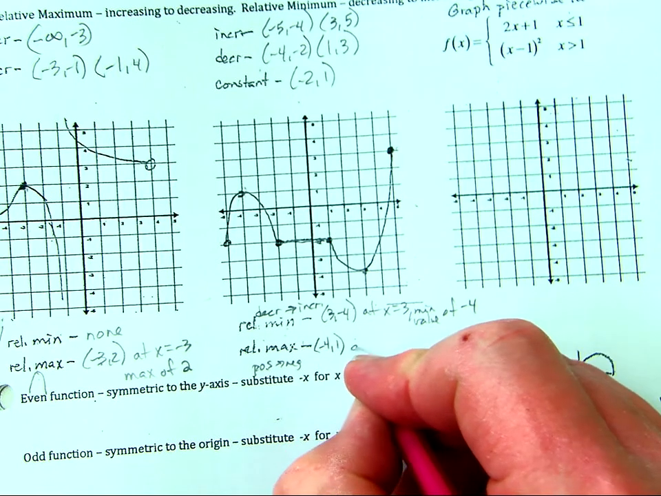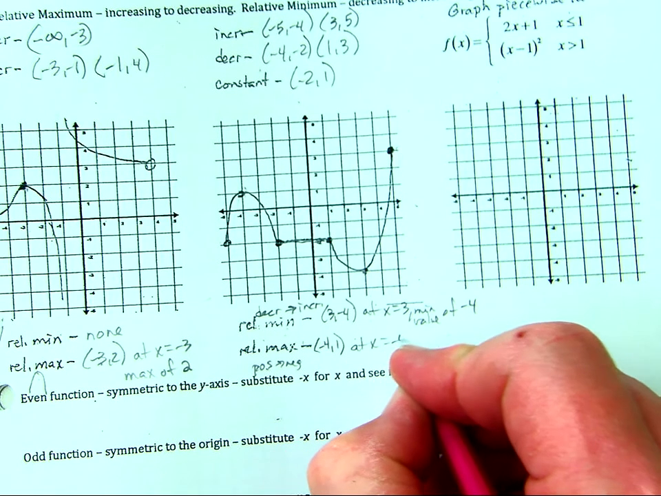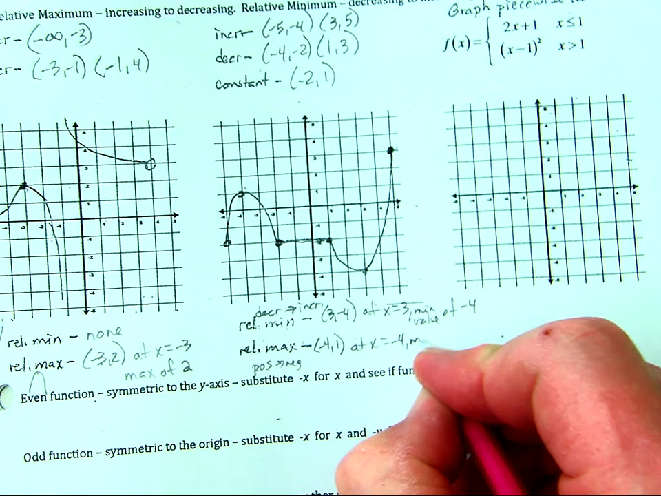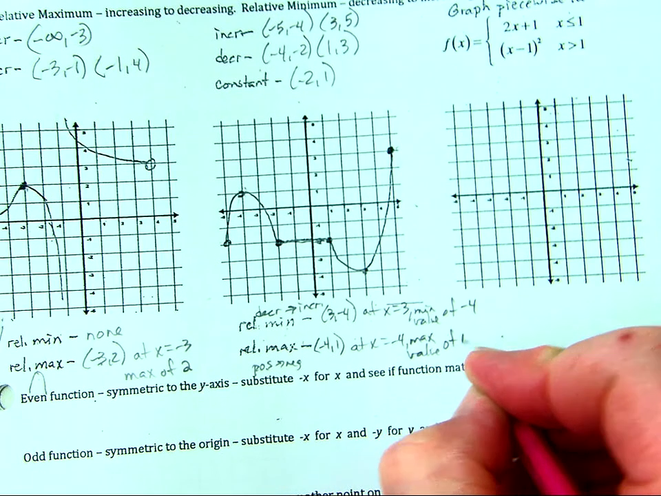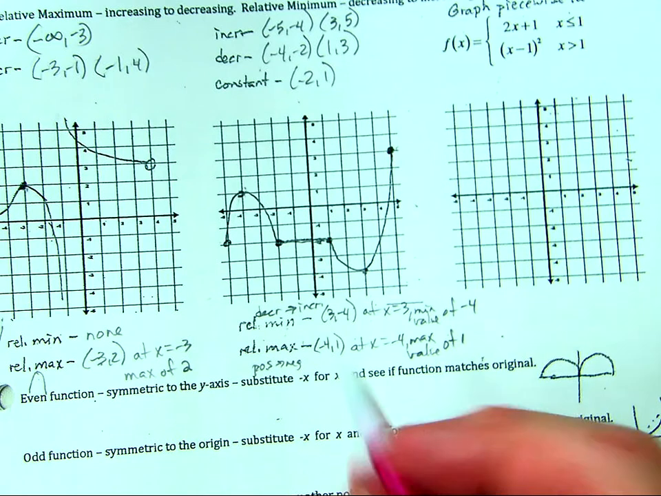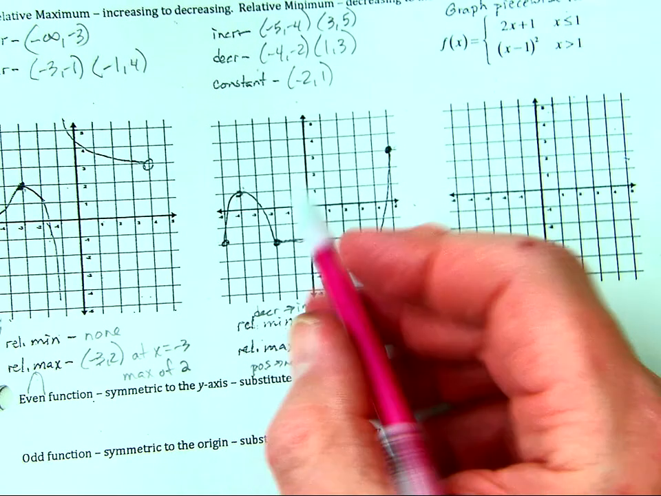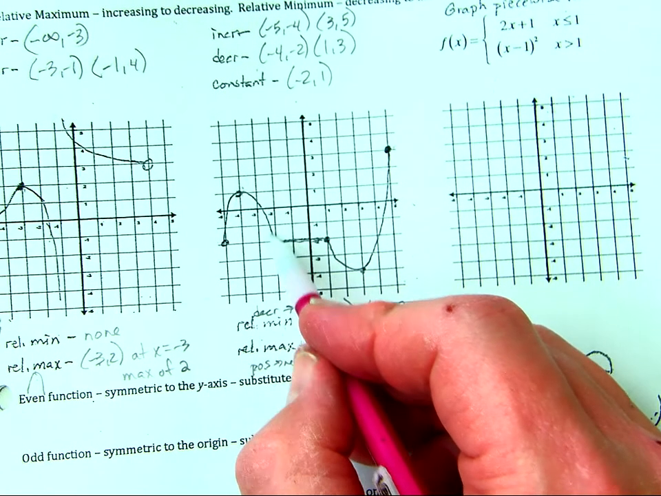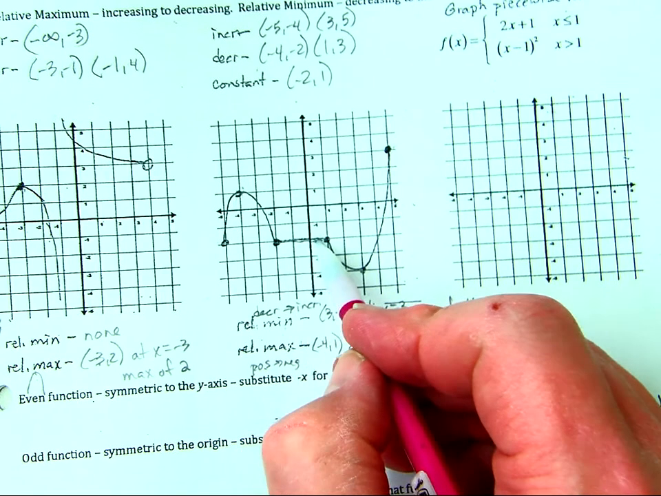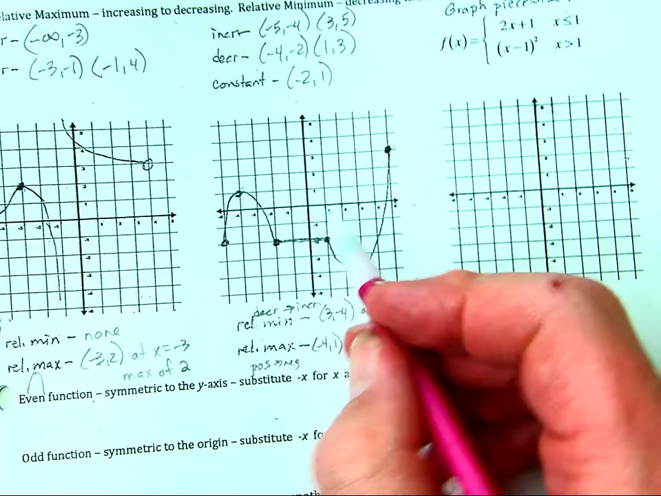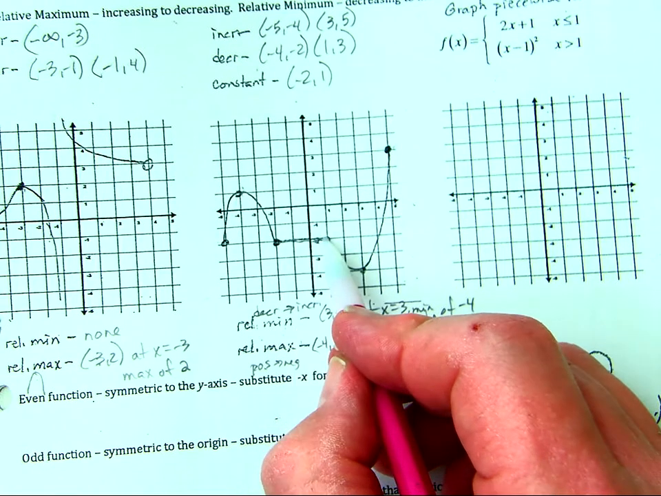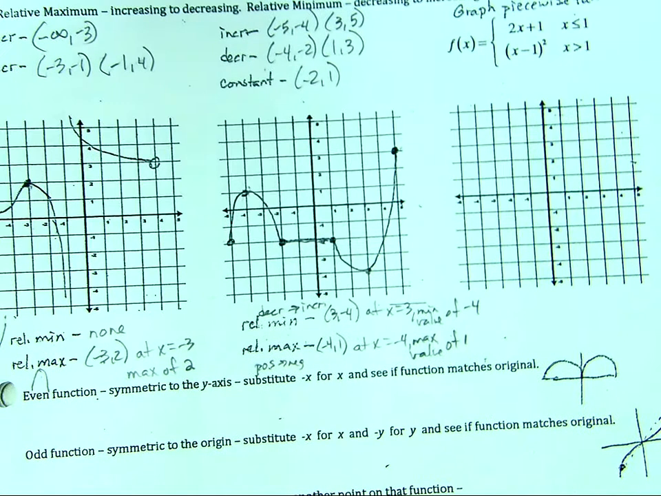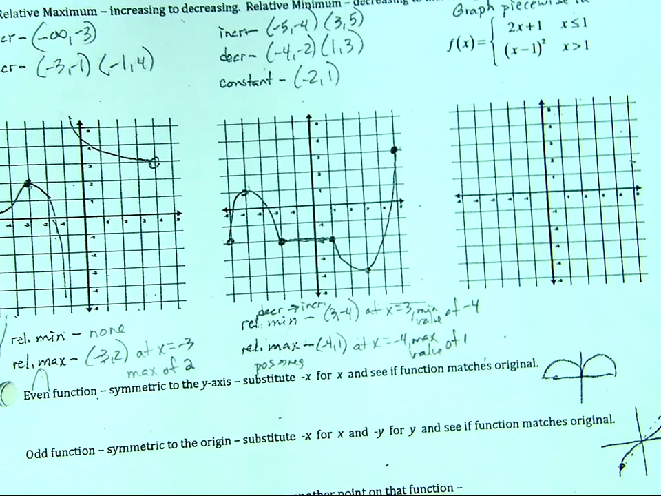So we could say at x equals negative 4, it has a maximum value of 1. Now these points here aren't either, because here it goes from negative to 0. So that's not 1. Or here it goes from 0 to negative, or constant to decreasing. So that is not a relative maximum. Okay? So that's that part.